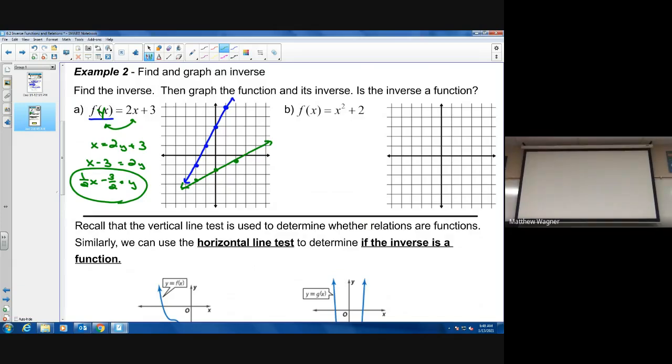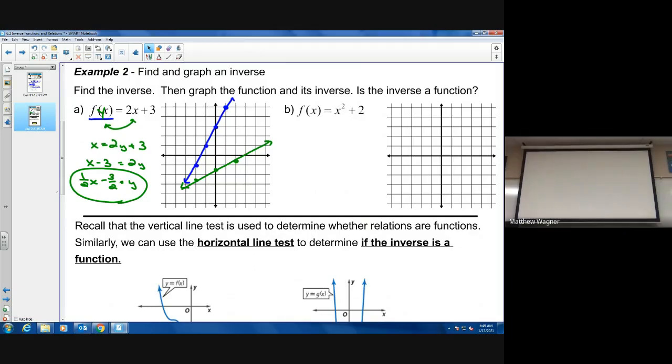All right. So we just graphed our original function and its inverse. Hopefully that piece makes sense. Is the inverse a function? Well, does our line in green pass the vertical line test? Why, yes, it does. So both of these are functions, our domains, all reals on both of them. We're good to go.